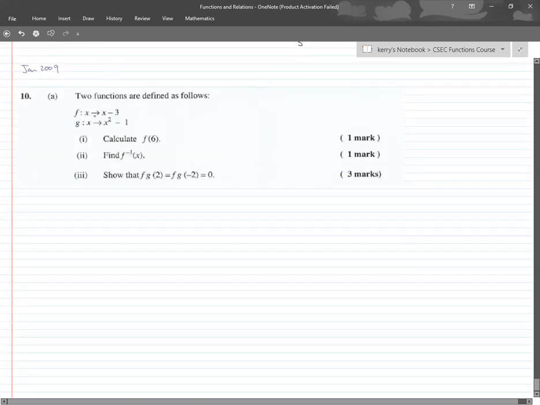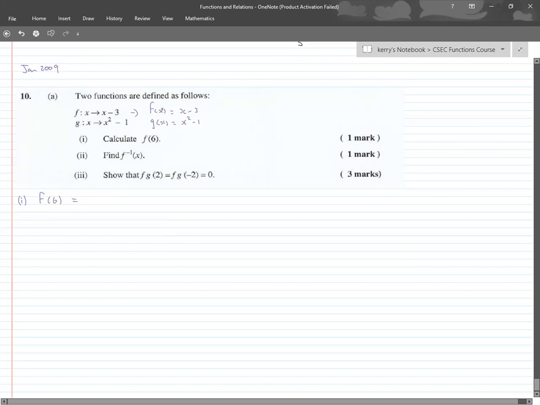Two functions are defined as follows. Now, remember, this is one way to represent a function, which we did earlier, right? You'll notice they change up the notation here, which is a little bit of a fault with TXE. So another way to write this, you could rewrite it as f of x is equal to x minus 3. Similarly, you could rewrite this one as g of x is equal to x squared minus 1. So for part 1, they ask us to calculate f of 6, which isn't too bad.